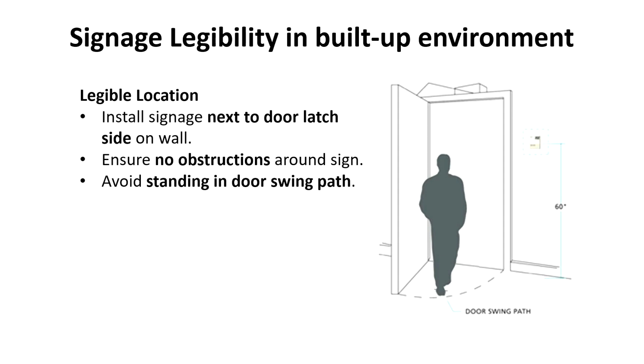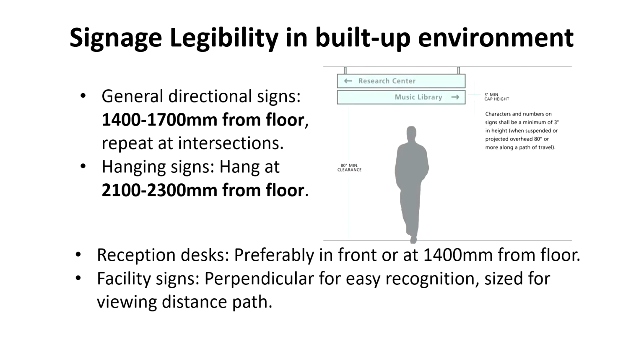Think about it: you are looking for a signage which is on the door, and somebody has put the door in open condition. So, you might not find where the signage is if you are coming from the opposite direction. Also, for a directional sign, there has to be a range in which it has to be placed, which is 1400 mm from the bottom to 1700 mm from the top. It should be repeated along any longer length of travel and at any intersections.